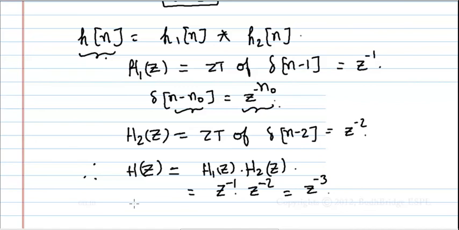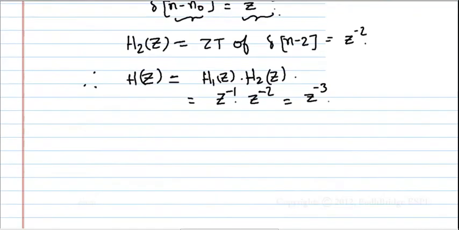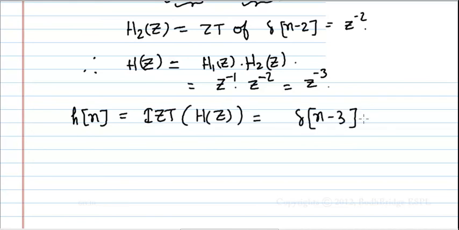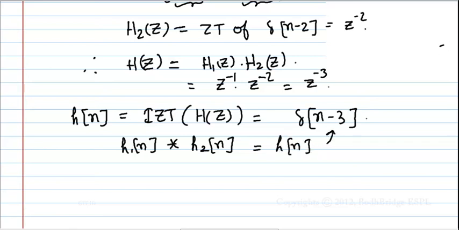Now we need to find the inverse transform of H(z) to get the final answer, that is h[n] equal to the inverse z transform of H(z), which equals δ[n-3], because, as we know, the z transform of δ[n-n0] is z^-n0. So the equivalent of the cascade of h1[n] and h2[n], which is their convolution h1[n] * h2[n], is h[n] = δ[n-3], which is the final answer.